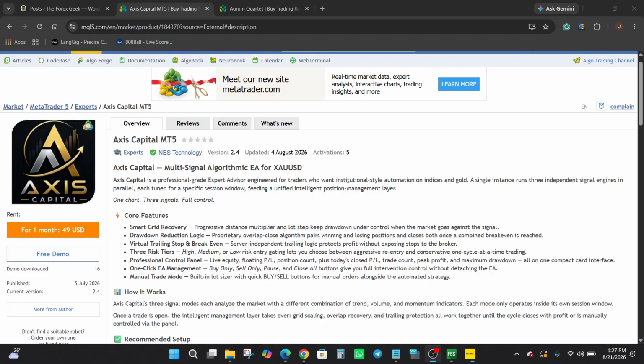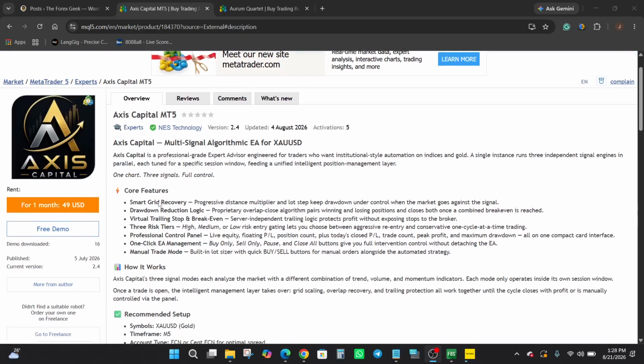Okay, so the listing describes Axis Capital as a multi-signal algorithmic EA designed for traders interested in automated trading on indices and gold. The main idea is that one instance of the EA runs 3 independent signal engines in parallel, with each one tuned to a particular session window.